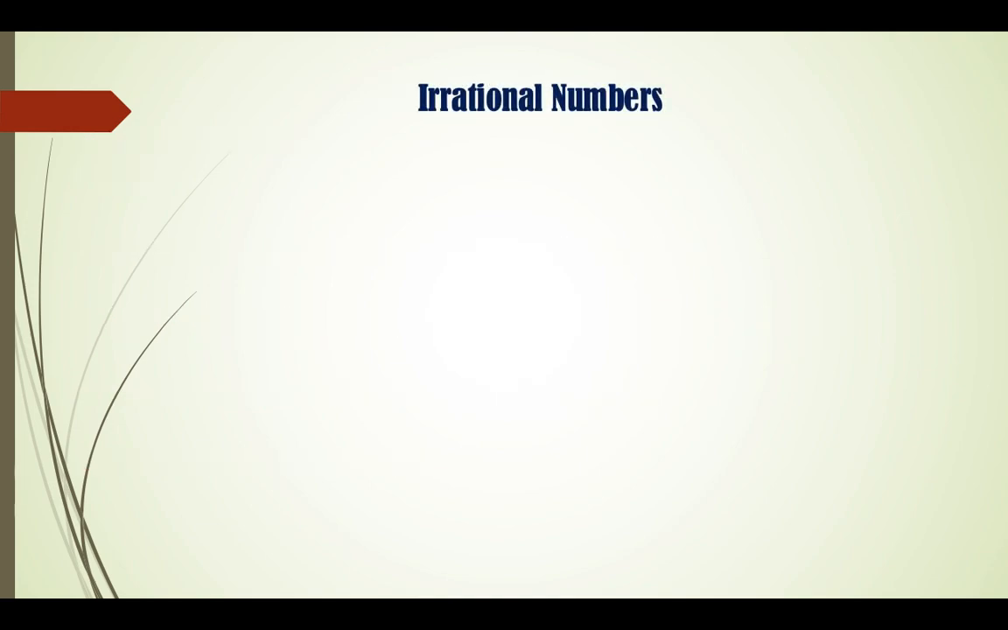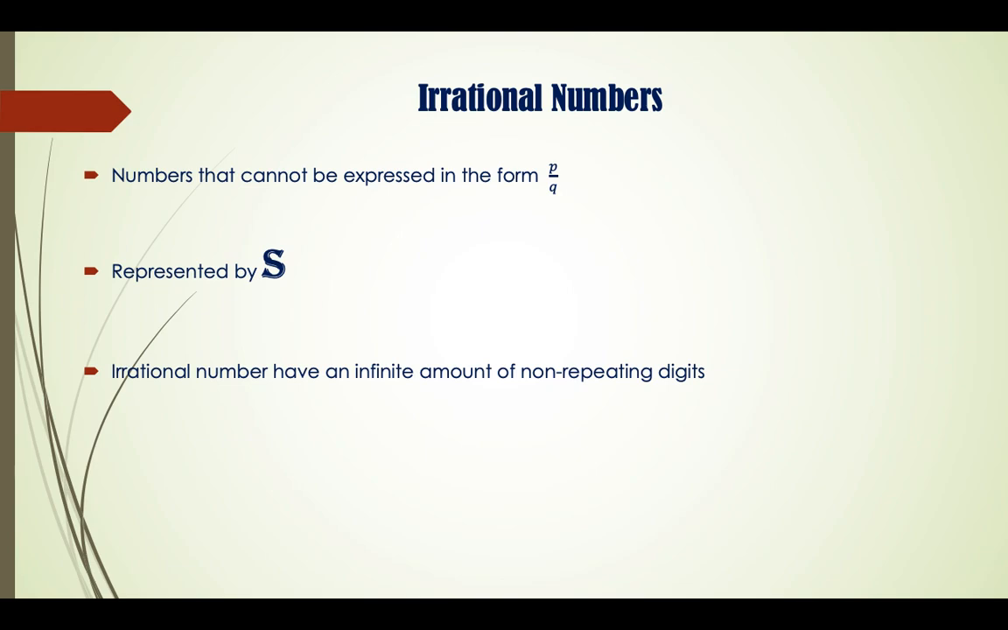Another type of number we would like to look at is called the set of irrational numbers. Now, unlike the set of rational numbers, the elements of the set of irrational numbers cannot be expressed in the form p/q, where both p and q are integers. Now, there is no universally accepted designation for this set of numbers, but we will use the letter S to designate the set of numbers for the purpose of this presentation.